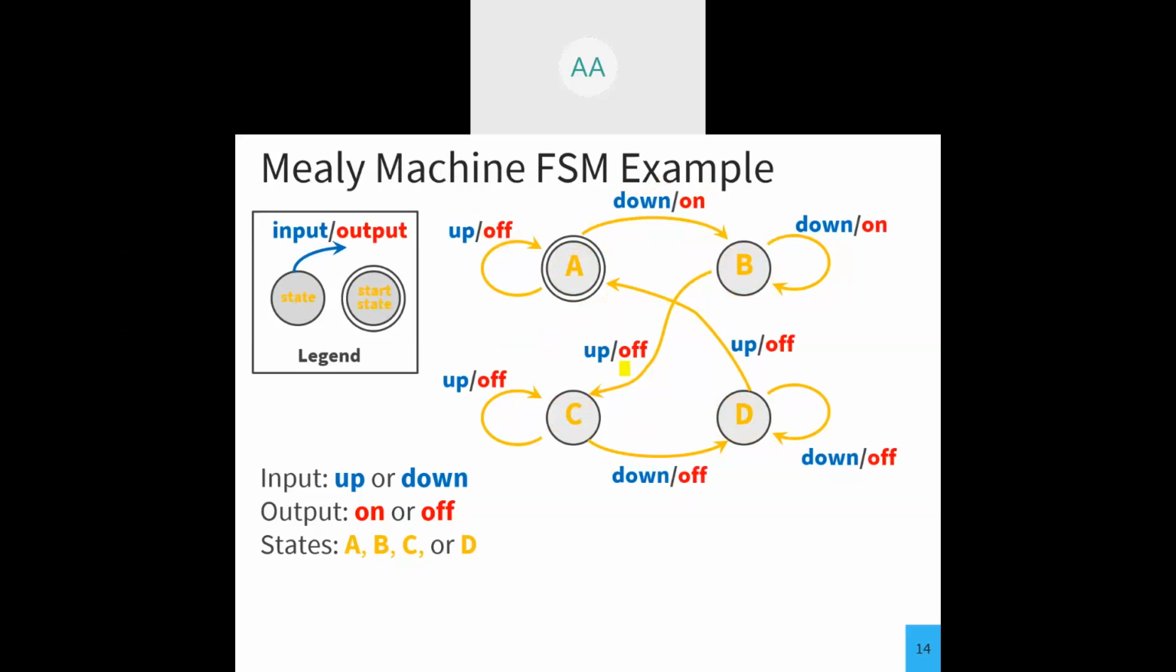For the Mealy machine, here we can see the output depends on the input too. If you are in A and you press the input up, then the output will be off. If the state is A and the input is down, then the output will be on, and the next state will be B.